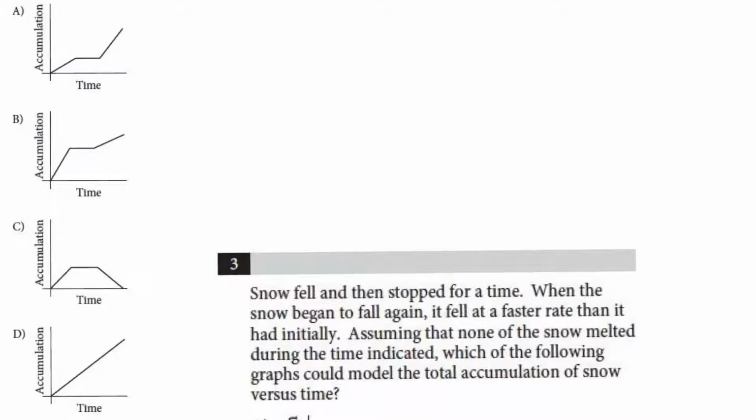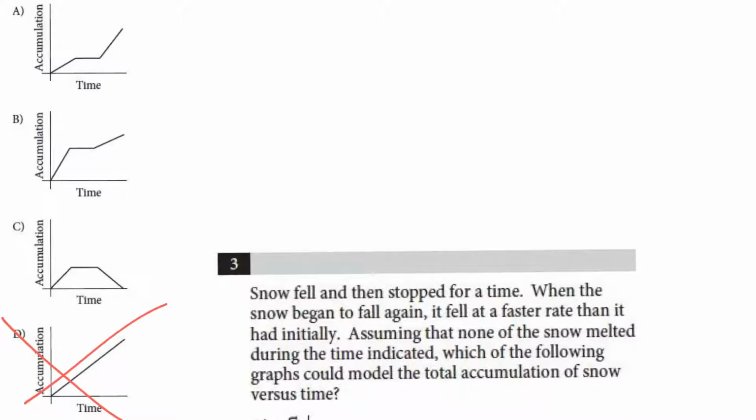3. Snow fell and then stopped for a time. When the snow began to fall again, it fell at a faster rate than it had initially. Assuming that none of the snow melted during the time indicated, which of the following graphs could model the total accumulation of snow versus time? Well, let's think about what happened here. Snow fell and then stopped for a time. If it stopped, then it's going to stop accumulating, right? So it's going to stop getting deeper.